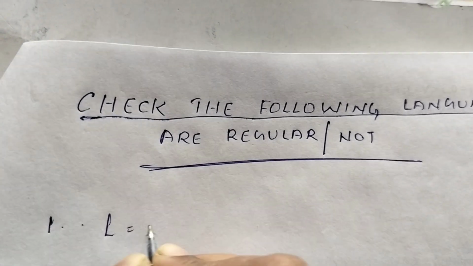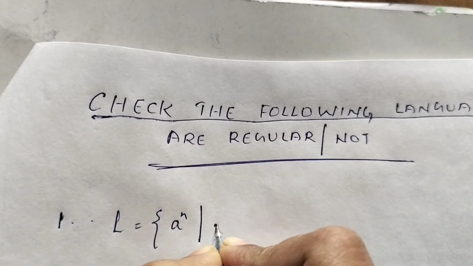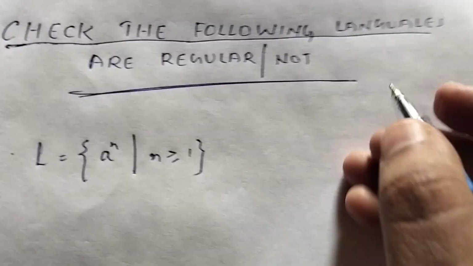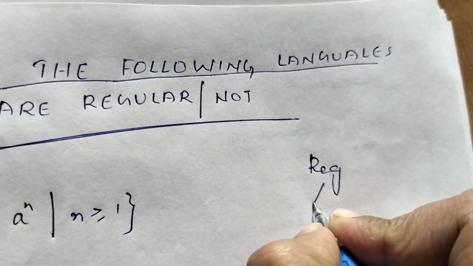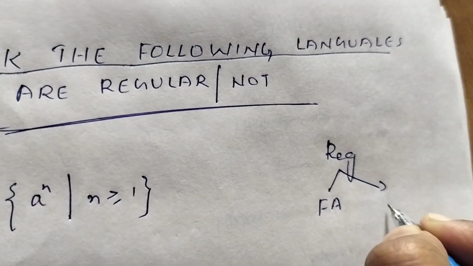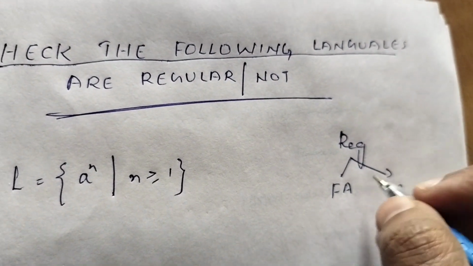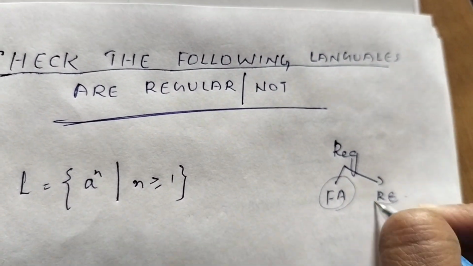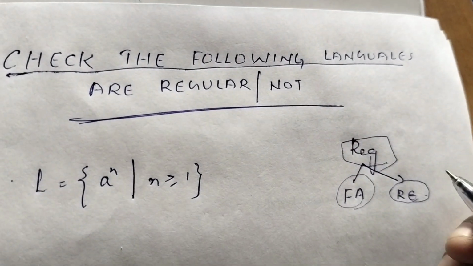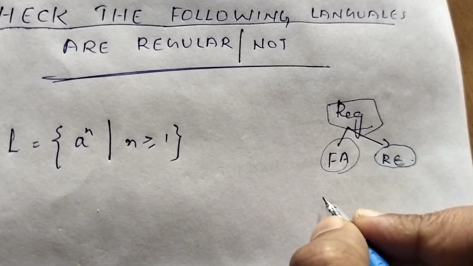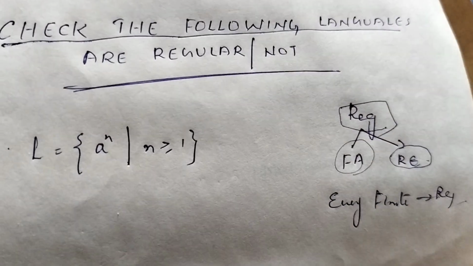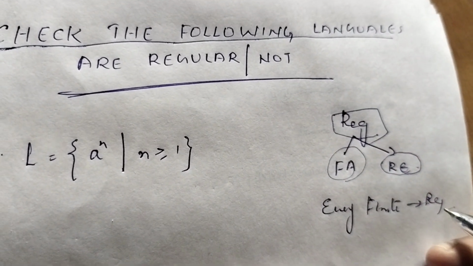So we can take some examples and check whether they are regular or not. One problem: L equal to a power n such that n greater than or equal to 1. Is it regular or not? If a language is regular, then definitely we can draw a finite automata and we can represent it by using a regular expression. If you are able to draw a finite automata or represent it by using a regular expression, then that particular language is definitely regular. And you already know that every finite language is regular. All the finite languages are regular languages.